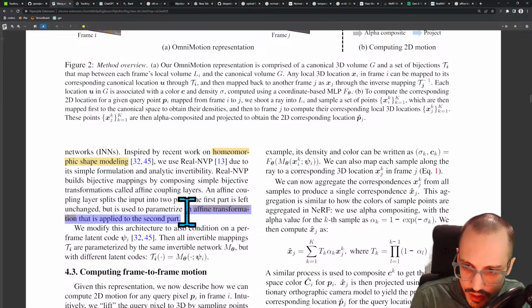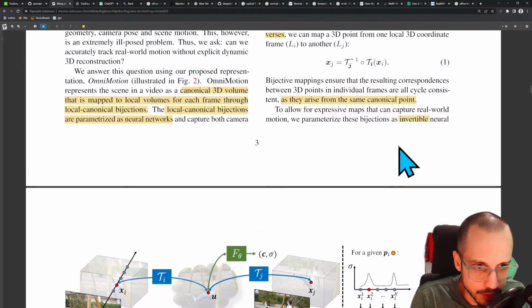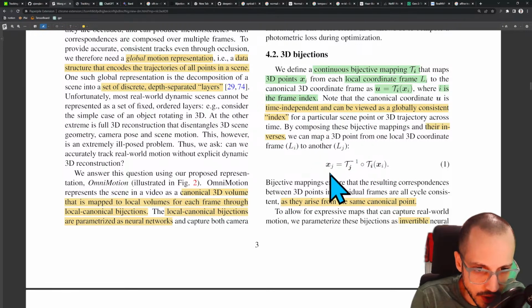Okay, so I still don't really know exactly what they're doing here, but it seems like the keyword is invertible, right? That's really what they care about, the invertible nature of this, because their whole quasi 3D mapping depends on the ability to invert and go back and forth between them.